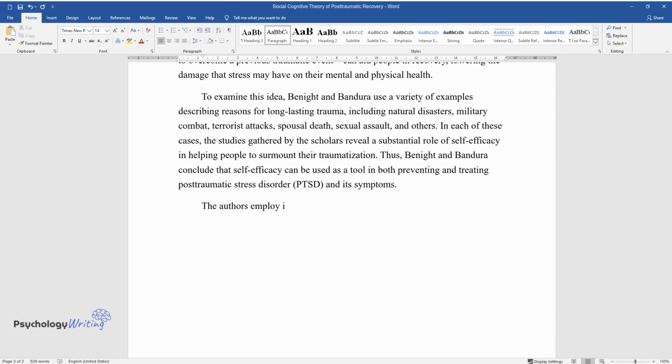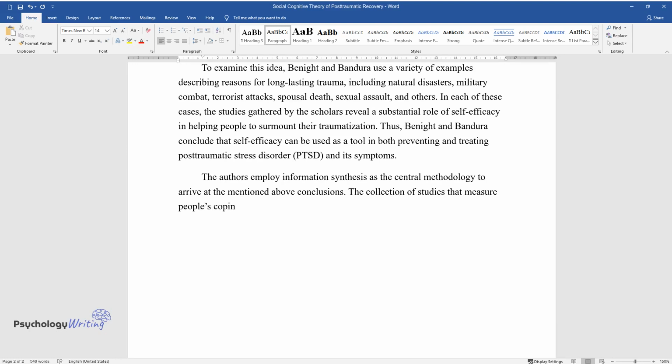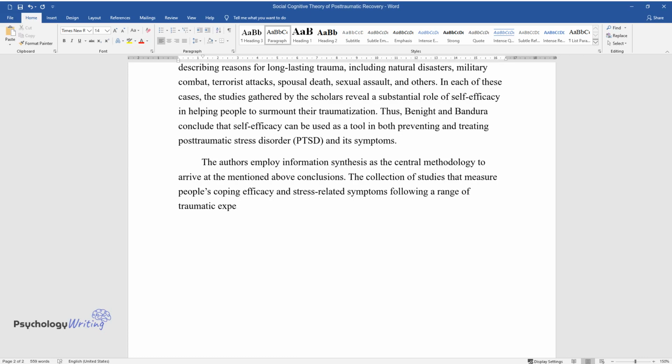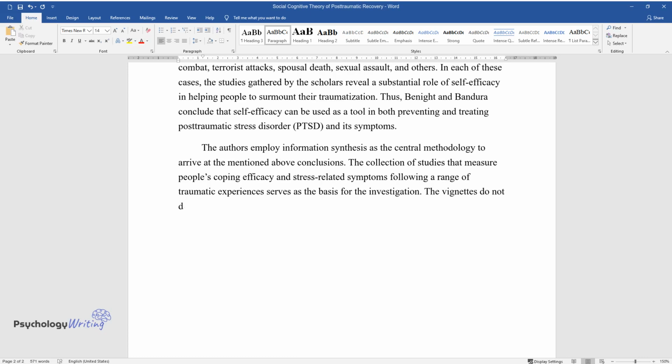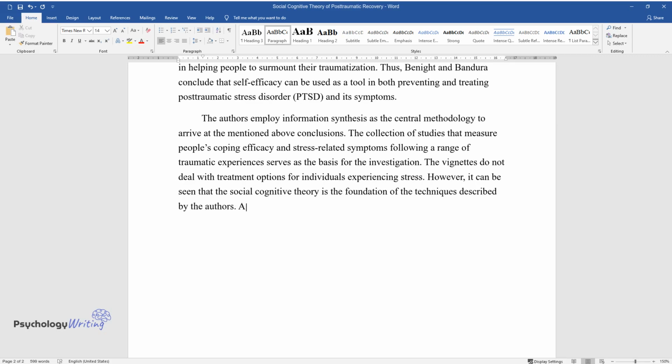The authors employ information synthesis as the central methodology to arrive at the above-mentioned conclusions. The collection of studies that measure people's coping efficacy and stress-related symptoms following a range of traumatic experiences serves as the basis for the investigation. The vignettes do not deal with treatment options for individuals experiencing stress. However, it can be seen that the social cognitive theory is the foundation of the techniques described by the authors.